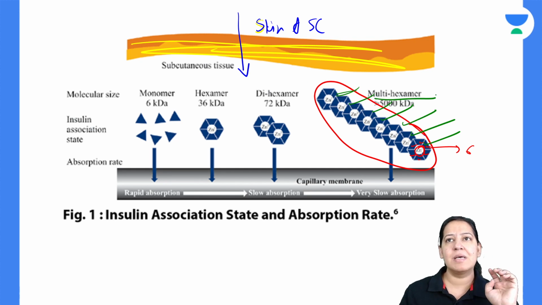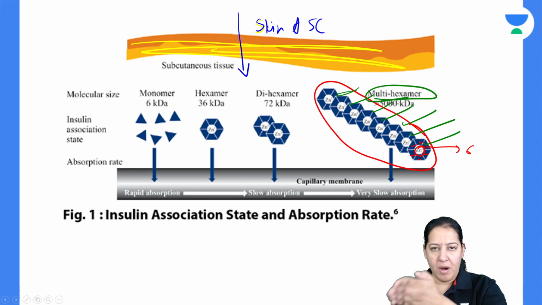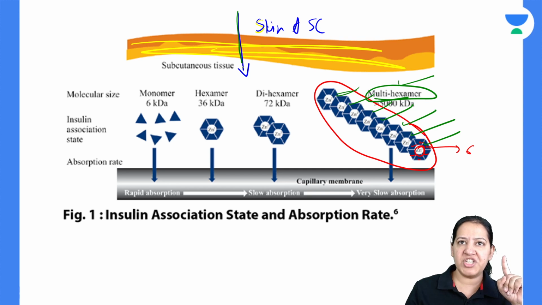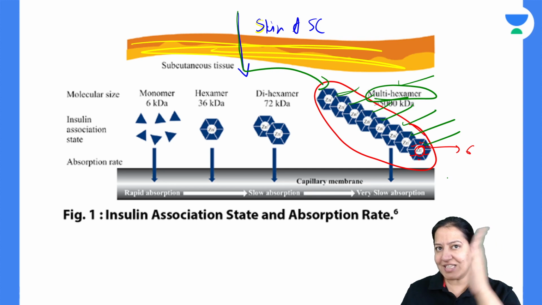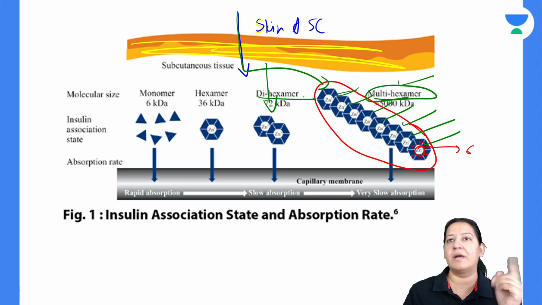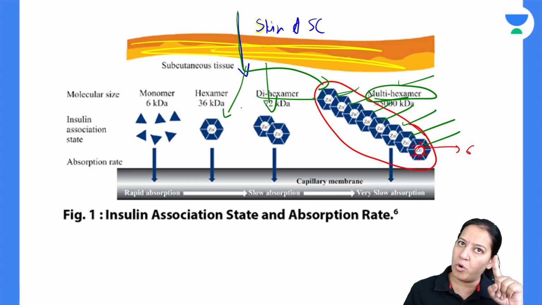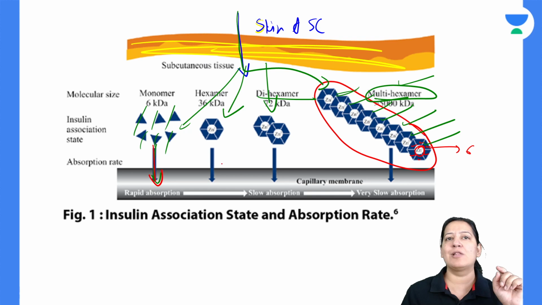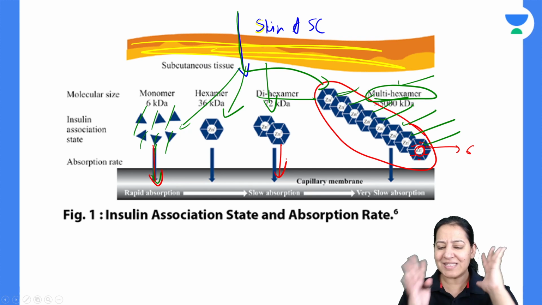Multiple hexamers combine with each other, so it is known as a multi-hexamer. So when we give the injection, it is like a multi-hexamer. From the multi-hexamer they will split and form dihexamers. From dihexamers they will split and form monohexamers. From the monohexamer, the 6 molecules will separate and then they will be absorbed. So this absorption is very slow. This one is fast. So it is somewhere between.